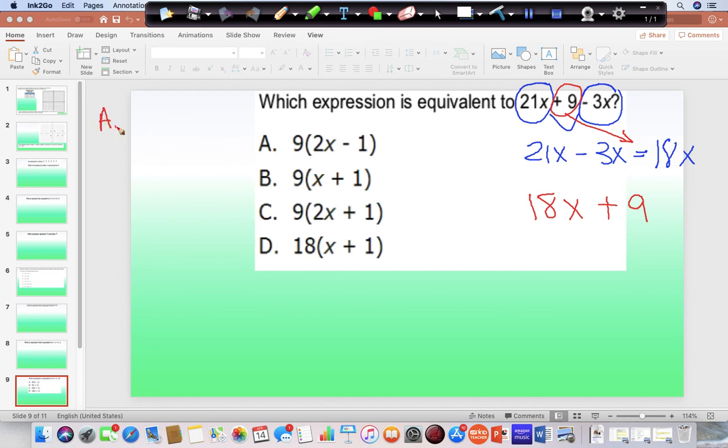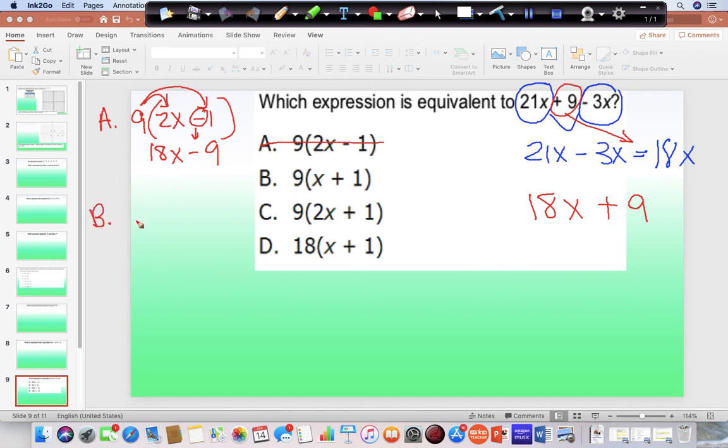So I'm going to do A up here. Remember, when we have a number outside of the parentheses, we can use the distributive property to multiply it times both of the variables or numbers on the inside of the parentheses. 9 times 2x gives me 18x, and 9 times 1 gives me 9, and we want to bring down this subtraction sign. So A is not correct because our answer says we are adding 9, not subtracting 9.